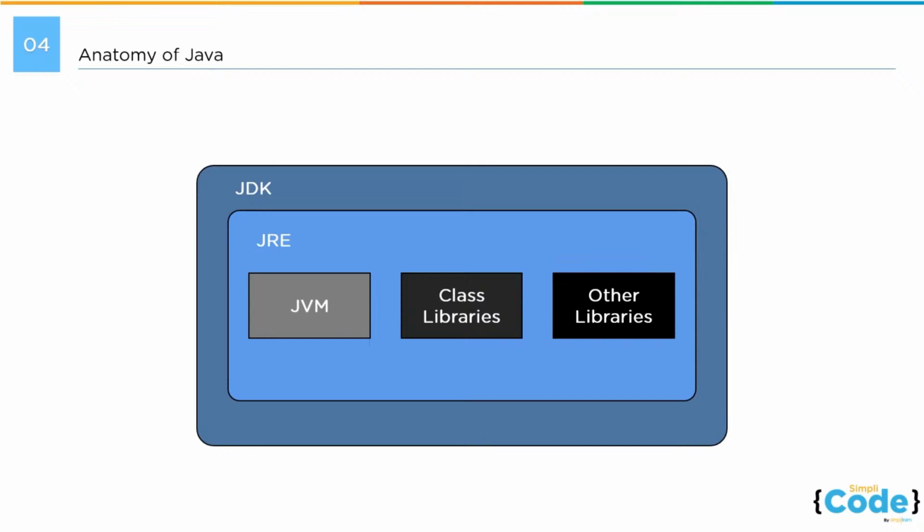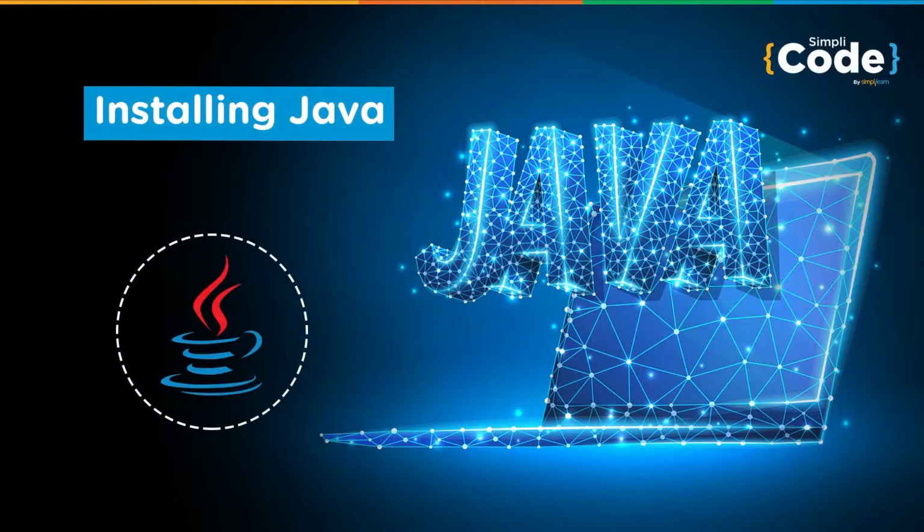Take the use case where you compile your program on a Windows machine using JDK, and then you export your .class file to another machine, and there you just install the JRE. You don't install JDK there, you just install the runtime environment, and you can run the .class file just using the runtime environment. Let's get started with installing Java.